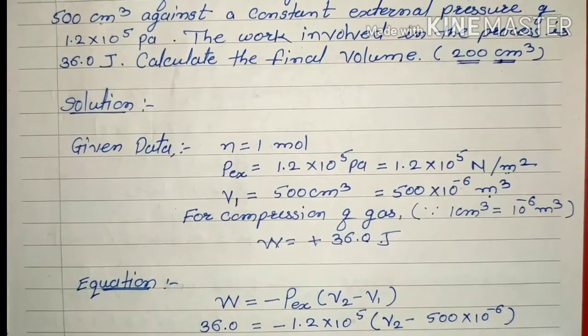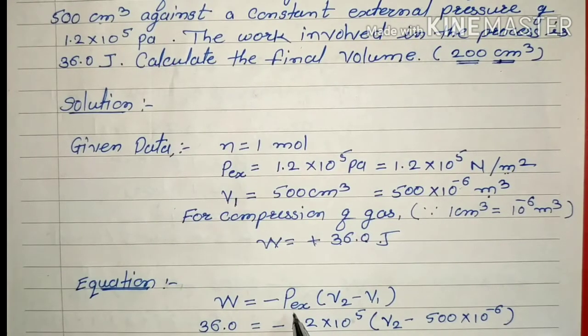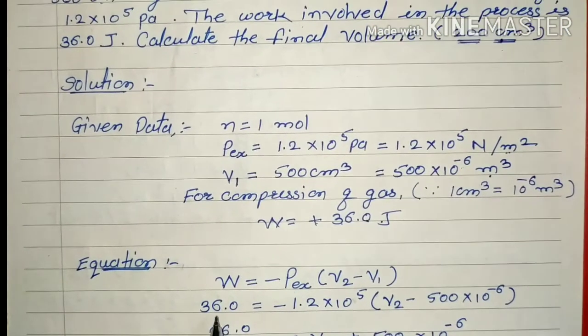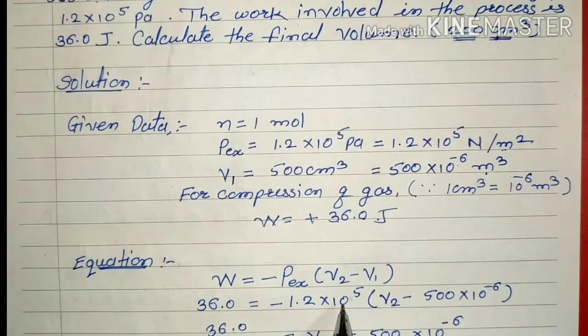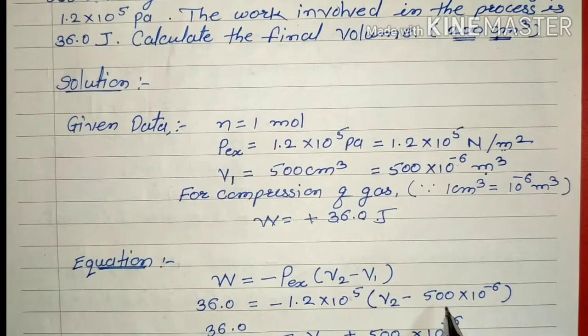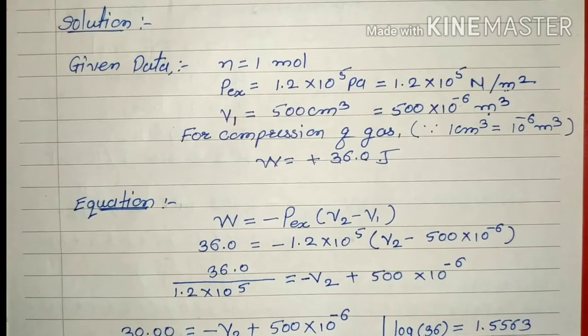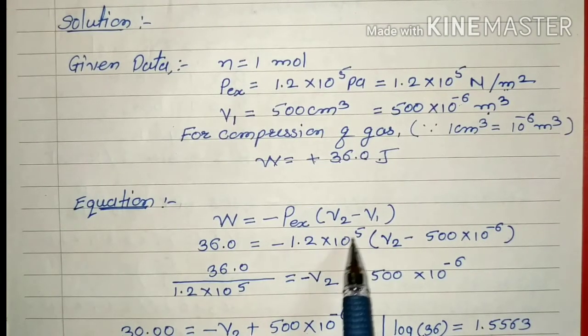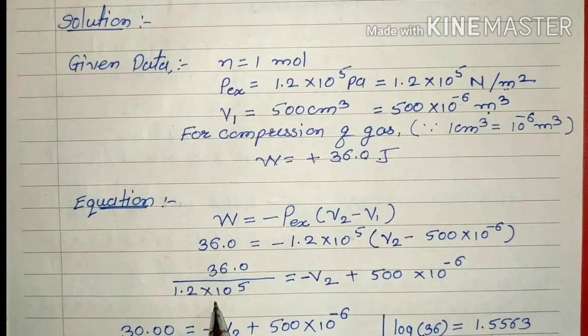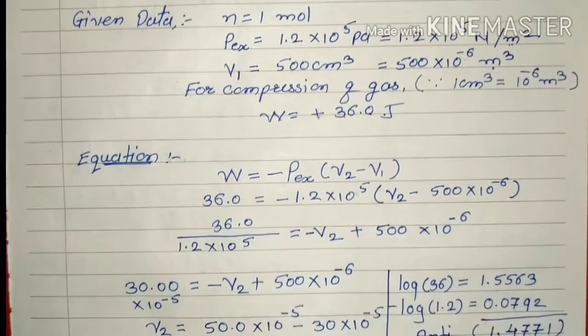Now you have to put the values of W, Pex and V1 in this expression. So you will get 36 is equal to minus 1.2 into 10 raised to 5 into bracket V2 minus 500 into 10 raised to minus 6. Now this 1.2 into 10 raised to 5 we have to divide on the left hand side. So 36.0 divided by 1.2 into 10 raised to 5 is equal to minus V2 plus 500 into 10 raised to minus 6.